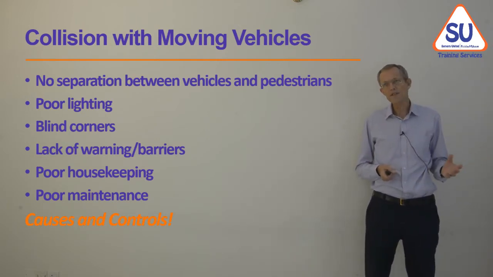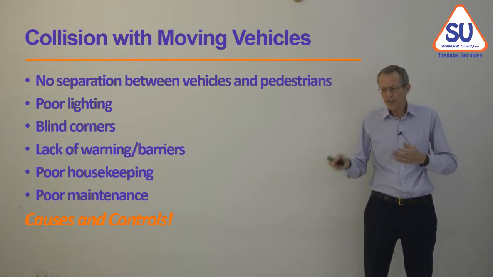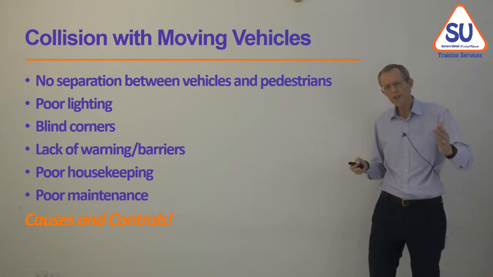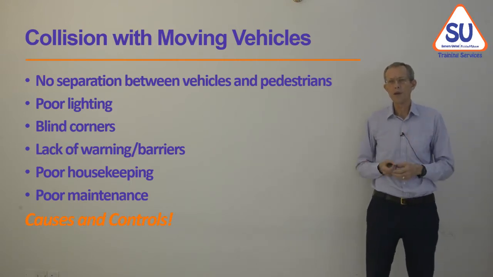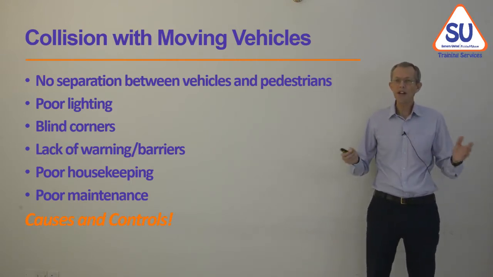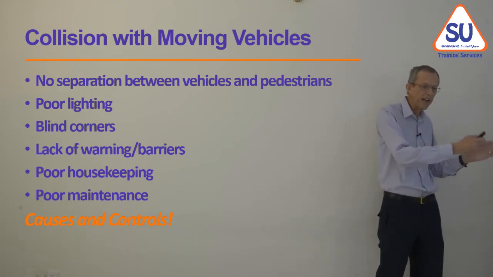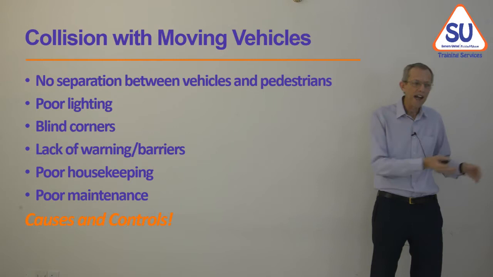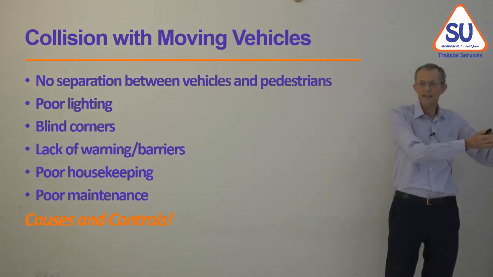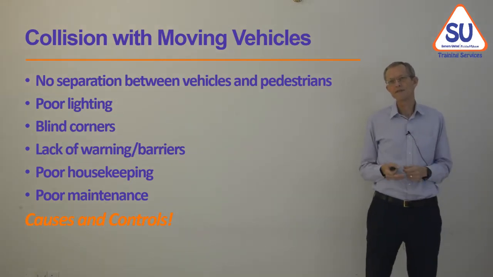Poor housekeeping. If you put things in the way, people will have to walk round them or drive round them, and they'll make sudden manoeuvres that other people are not expecting. So provide good housekeeping. Organise your warehouse tidily so that the route for the forklift truck is clear and the route for the pedestrian also clear, and they're both separate.